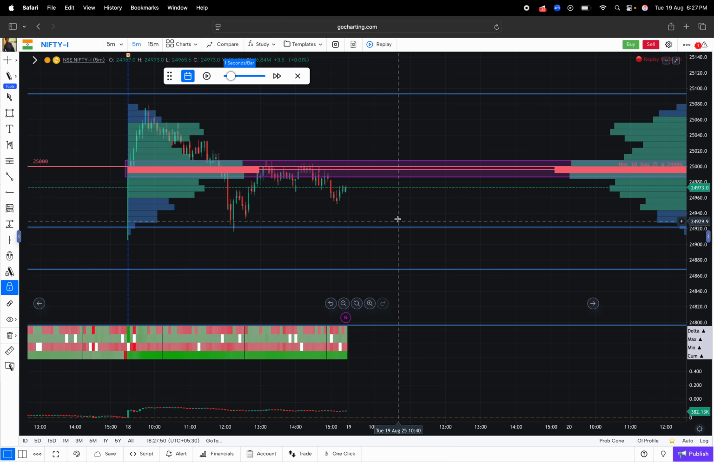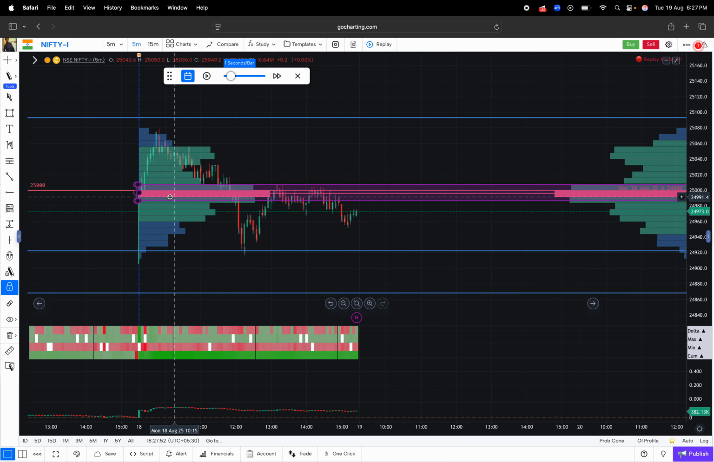So how do we mark the volume nodes here? We have to look for the value areas. Wherever you see a red color zone, that is a high volume traded area. So we have to mark that for the previous day market.